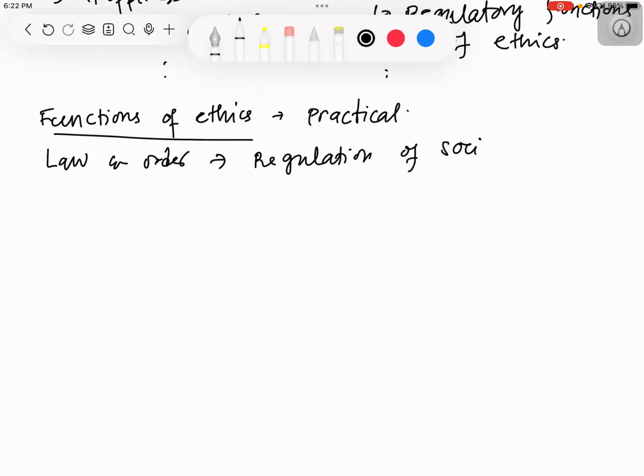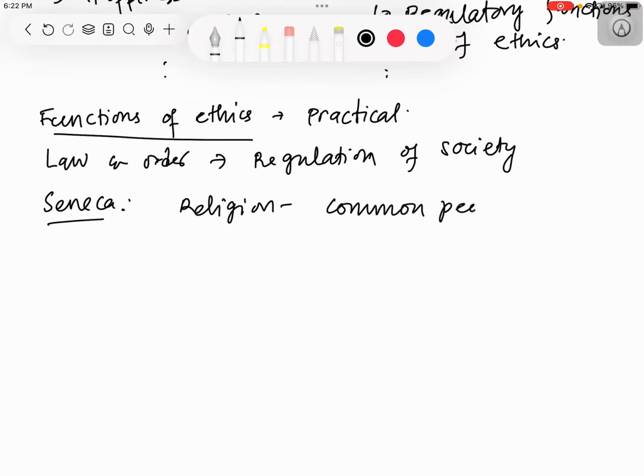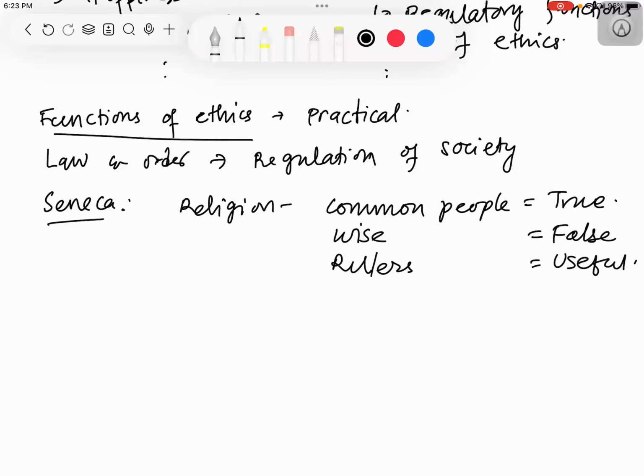Now there is a very funny quotation. Seneca had said this. For example, he had said that religion is regarded by the common people as true. Okay. So common people say it is true. It is regarded by the wise as false, and it is regarded by the rulers as useful. Seneca had said this. Can we say the same thing about ethics? Point is we cannot say.